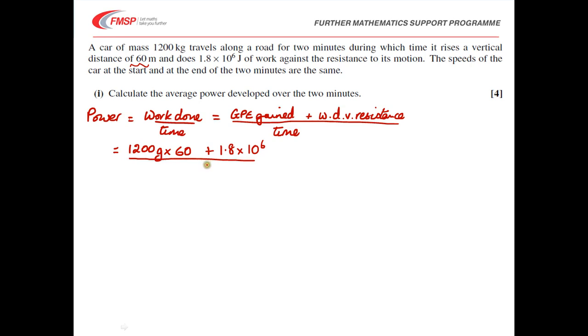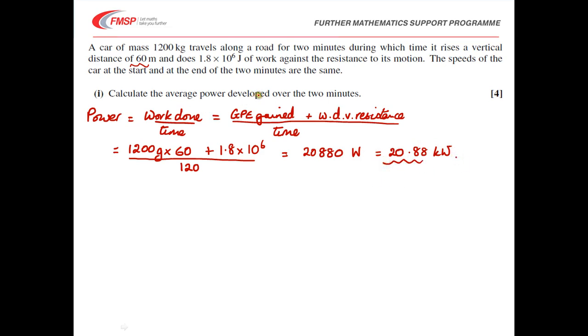Power is measured in watts, which is a measure of joules per second, so we need our time to be in seconds. That's 120 seconds. And if we pop that into a calculator, we get 20,880 watts. And if we like, we can write that in kilowatts. So 20.88 kilowatts, or 20.9 kilowatts if you want to go to three significant figures.